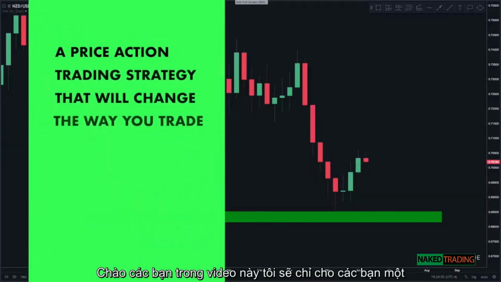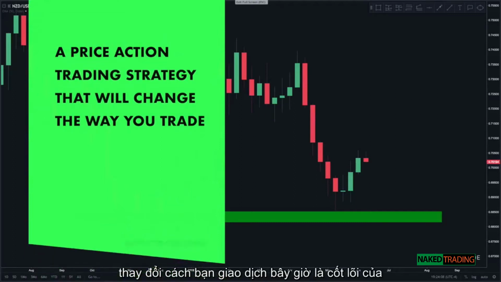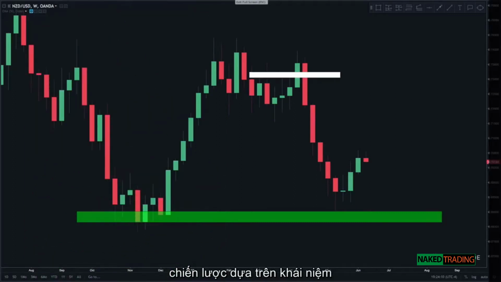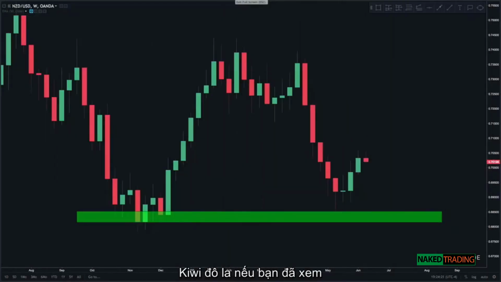Hey guys, in this video I will show you a price action trading strategy that will change the way you trade. Now the core of this strategy relies on the concept of momentum loss shown through candle sizes and shapes, which is a very powerful price action technique. Here we have the Kiwi dollar.